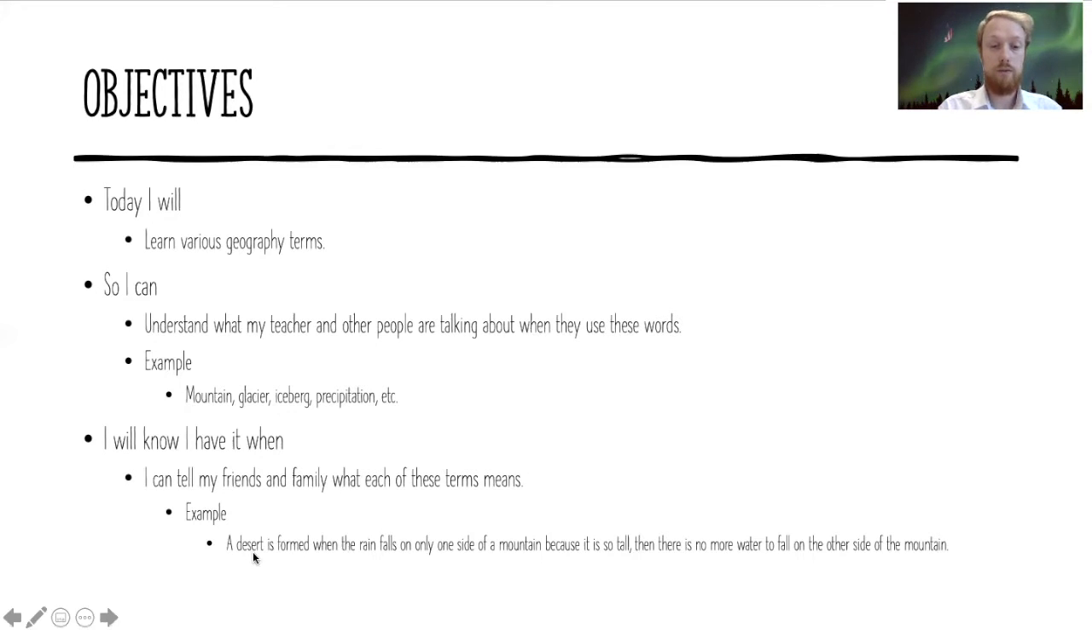So for example, one of my favorite ones is why a desert exists. And it's not all deserts, but some deserts exist because you have a mountain and there's lots of rain that falls on this side of the mountain because the mountains are tall. And so it kind of like the clouds hit the mountain and it falls down as rain. Then on the other side, there's no more rain because it just fell on this side of the mountain. So because there's no rain, it's dry and it's a desert.